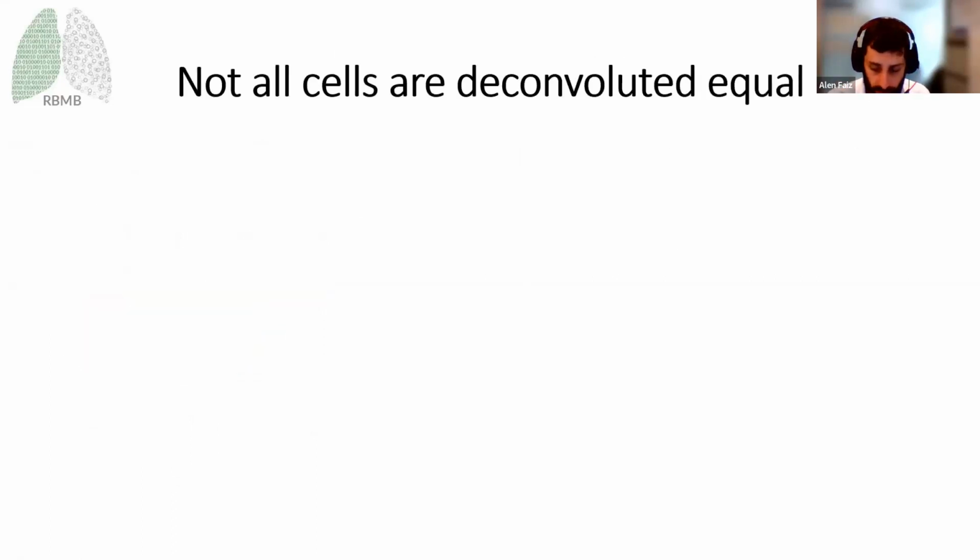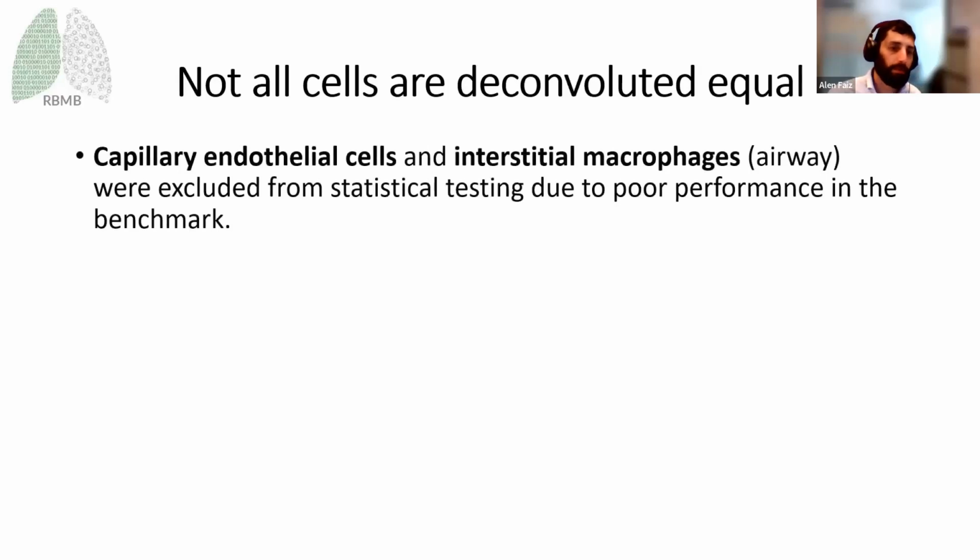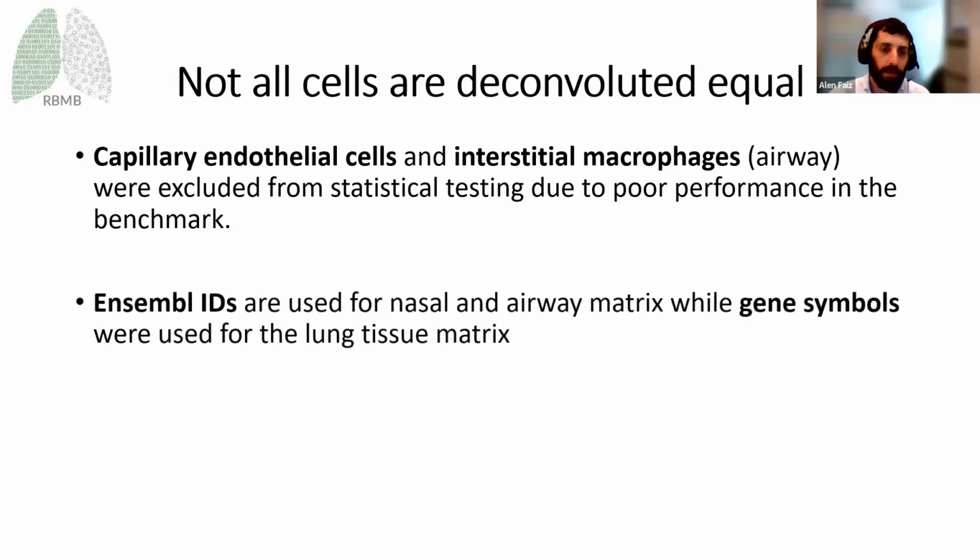But not all cells are deconvoluted equally. What's important to realize is that both capillary endothelial cells and interstitial macrophages from the airway, although they were included in the deconvolution matrix, have very poor performance during benchmarking. However, their addition to the deconvolution actually greatly improves the accuracy of all the other cell types. So this is important to realize, that they're in the matrix to improve the other cell types, but they themselves should not be looked at in the airway when you do deconvolution of airway samples.